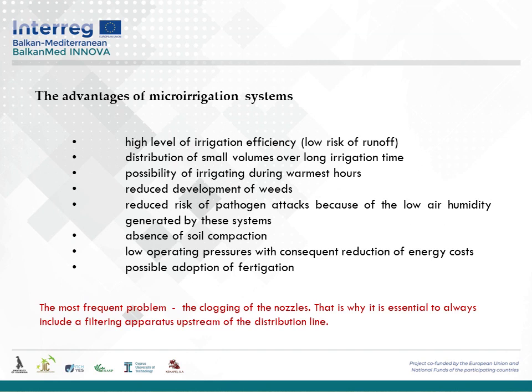There are a number of advantages which make the micro irrigation systems the most used ones under protected cultivation. It starts with a high level of irrigation efficiency, and practically a low risk of runoff. Indeed, the micro irrigation systems use low amounts of water, and the discharge rate of water is of course very low, and because of that there is no soil erosion at all.